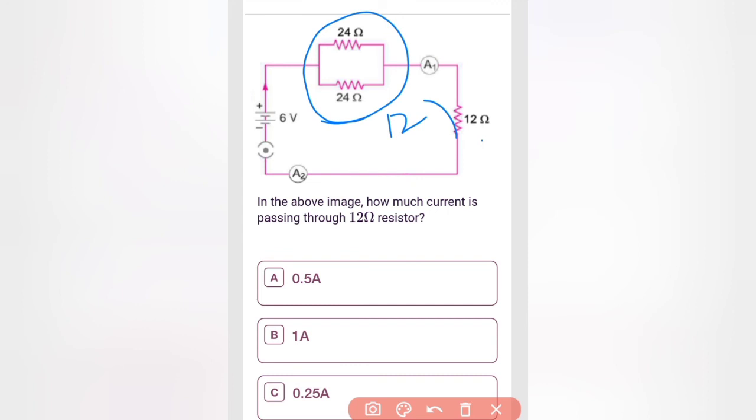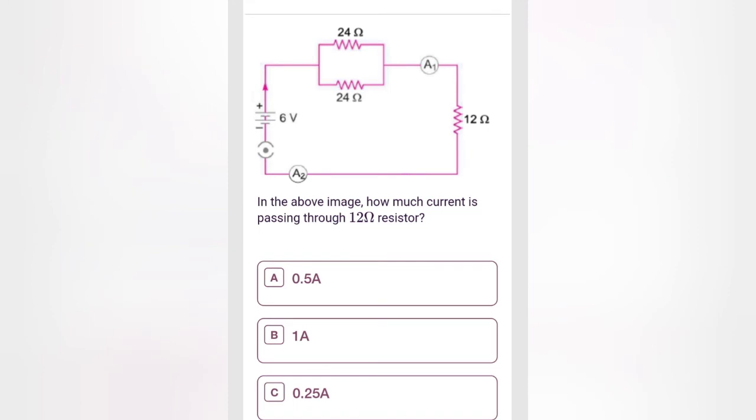But here what they have asked is, how much current is passing through the 12 ohm resistor? We know current is equal to V by R. V is 6 and R, the total resistance we just found, is 24. So if we cancel this, we get 1 by 4, which is 0.25. Option C is the correct answer.